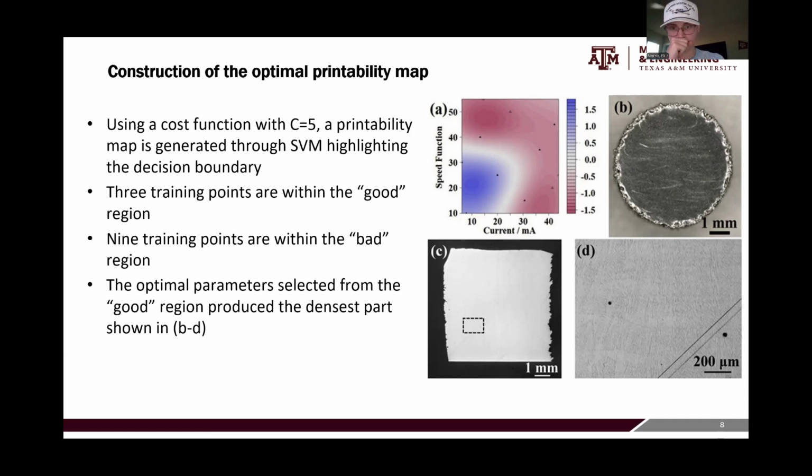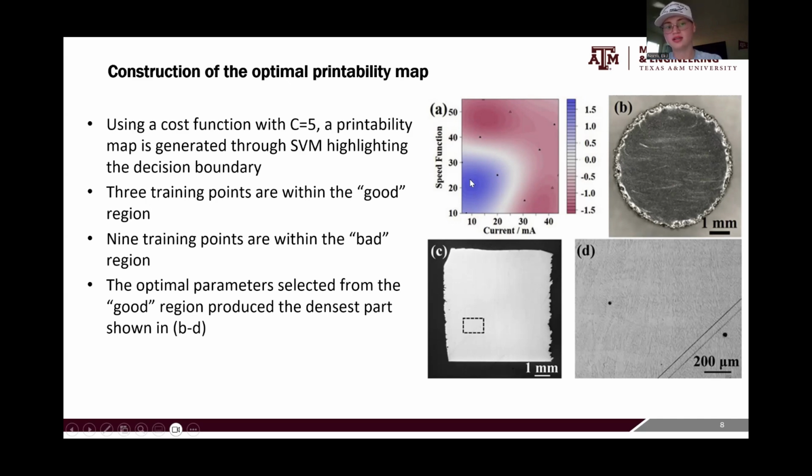And you can see that there's a very large region of good parameters in this dark blue. And then we can see again, there's the decision boundary. This is the decision function evaluating to f of x equals 0 in this light region. And then we have the bad parameters. And there are about 9 training points within the bad region and 3 training points within the good region.